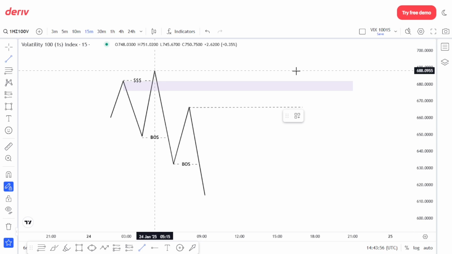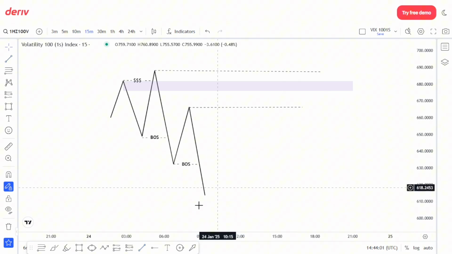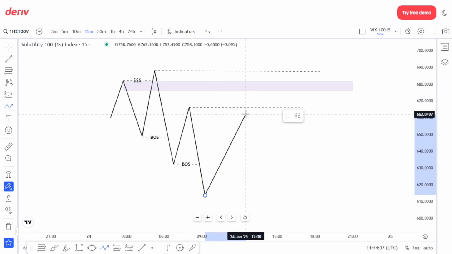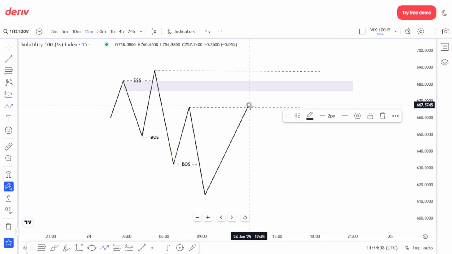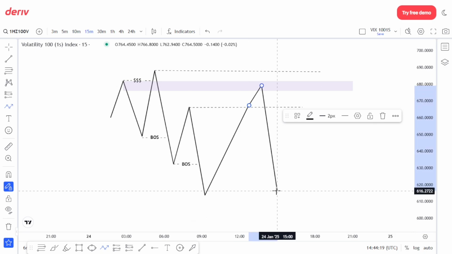All you have to do is wait for the market to come back, grab the liquidity within that zone, and then keep pushing to the downside. Sometimes the market will just stop, print a candle, and then continue pushing to the downside. Other times it will push to here, and other times it will push to here before continuing to the downside.